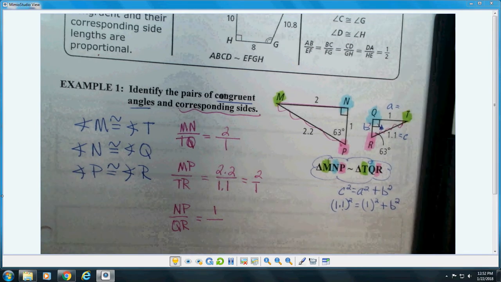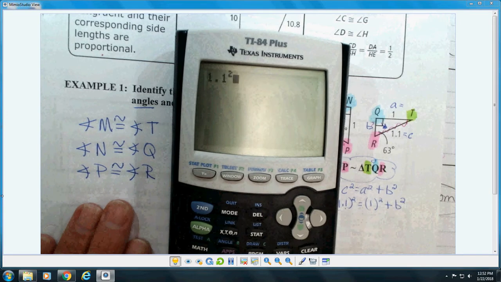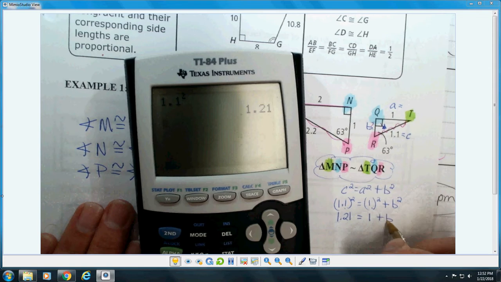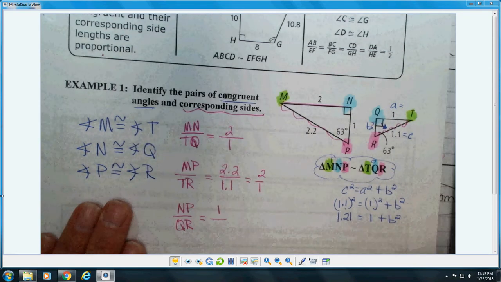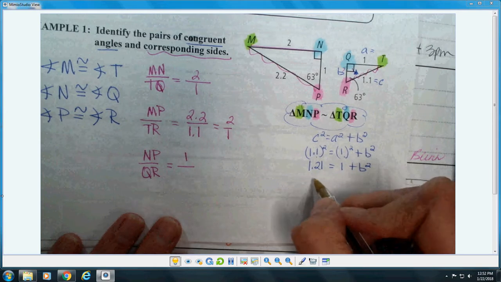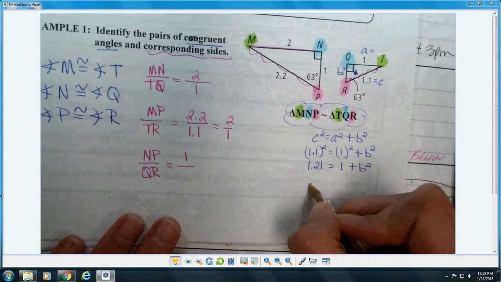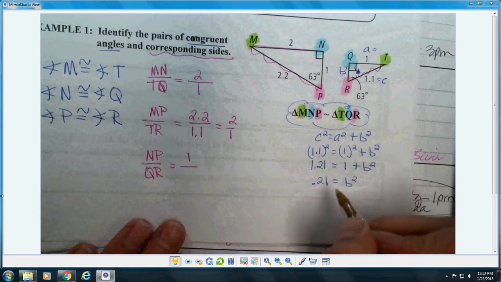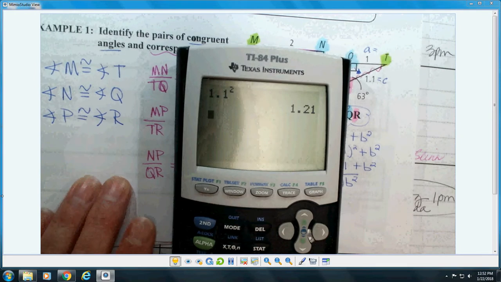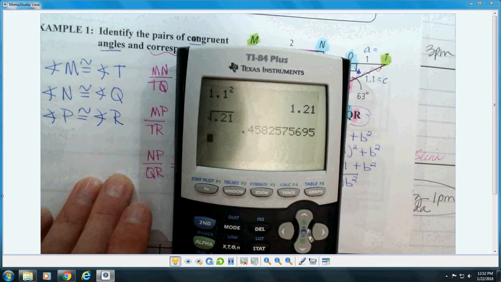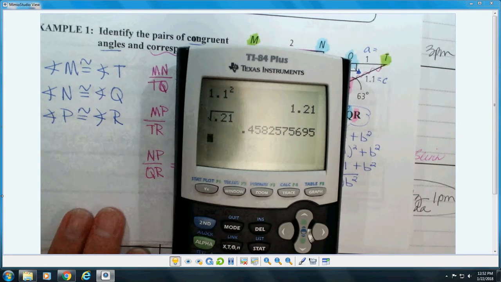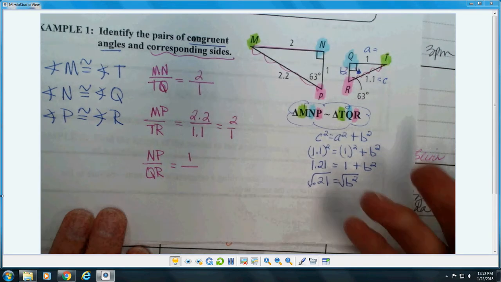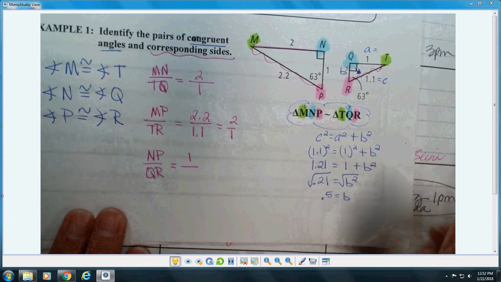So if I do 1.1 squared, I get 1.21 is equal to 1 squared, which is 1, plus B squared. And now I'm going to subtract. So I have 0.21 is equal to B squared, but I don't want B squared, I want just B, so I have to take the square root. So in my calculator, the square root of 0.21, I get this. I'm going to round to the nearest tenth. So the tenths place is where the 4 is. The 5 is telling my 4 to go up. So I get 0.5 is equal to B.